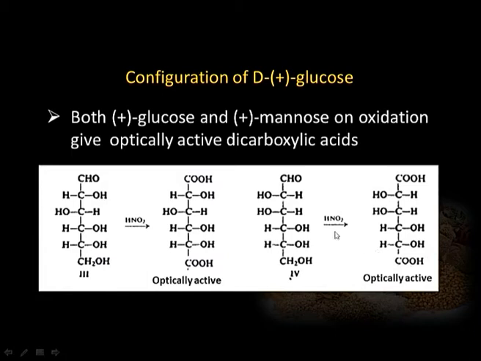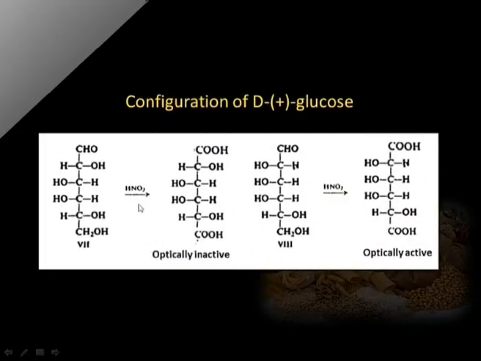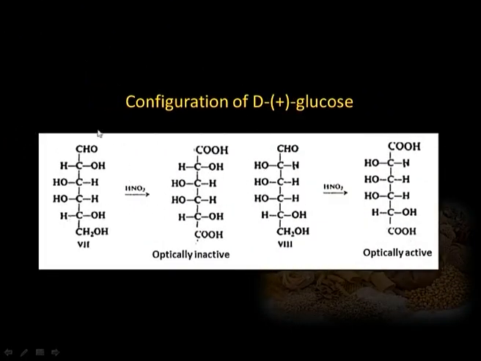So, there is a possibility for it to be a pair representing glucose and mannose. Suppose it is 7. The 7 structure on oxidation with nitric acid gives a dicarboxylic acid which is optically inactive, because here there is a plane of symmetry. This is a meso compound.